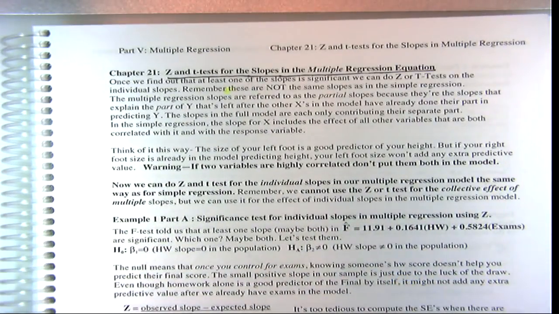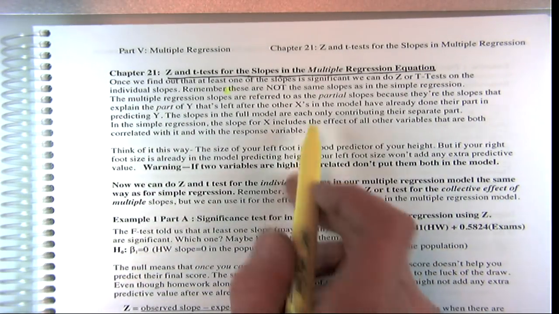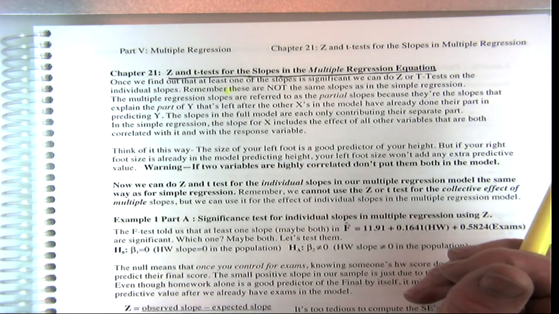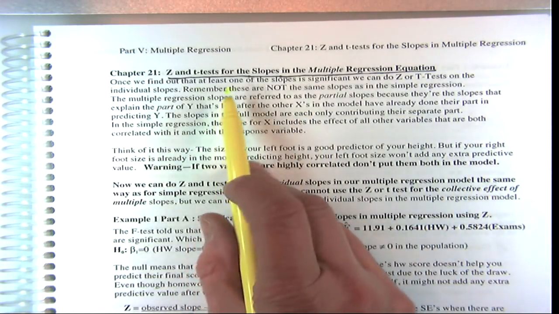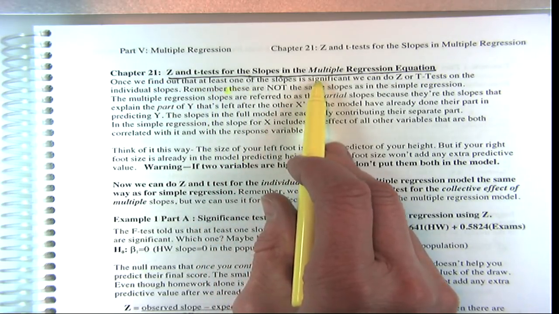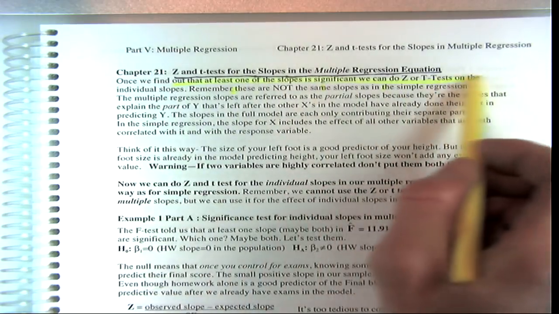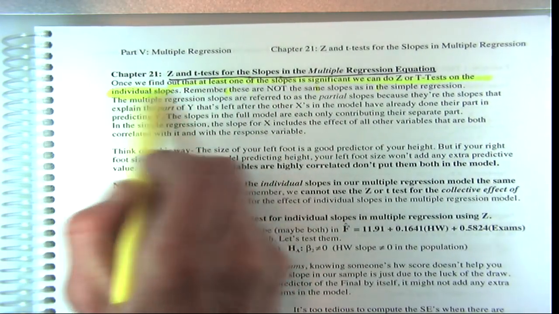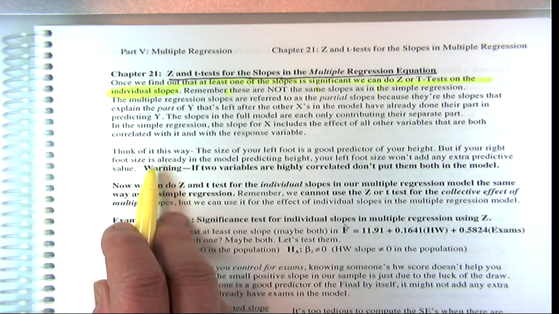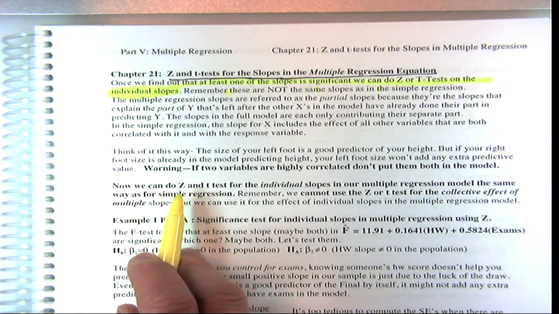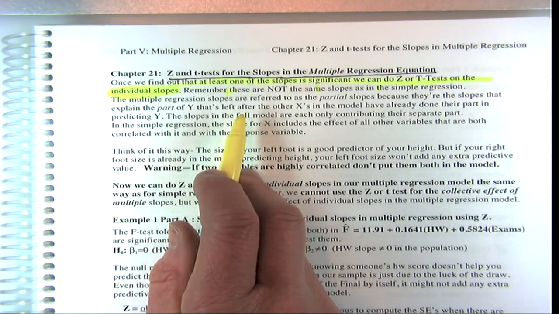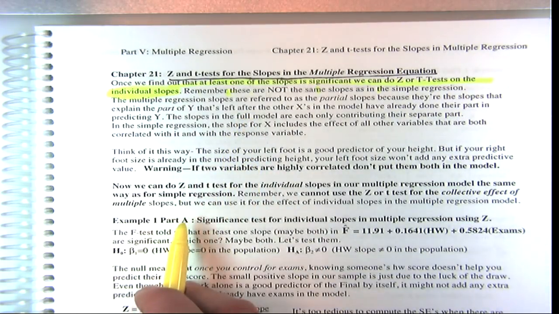Now we got huge significance for that, and now we want to know whether the homework slope or the exam slope is significant. So we find out that at least one of the slopes is significant. So now we can do Z or T tests on the individual slopes. And remember, these slopes aren't going to be the same as the ones in the simple regression.